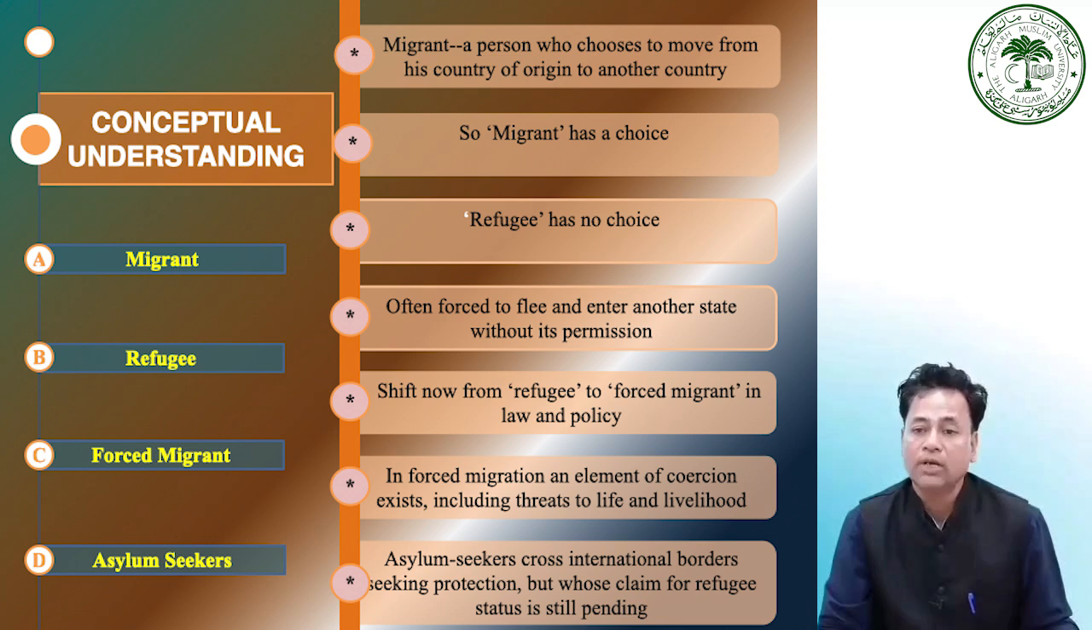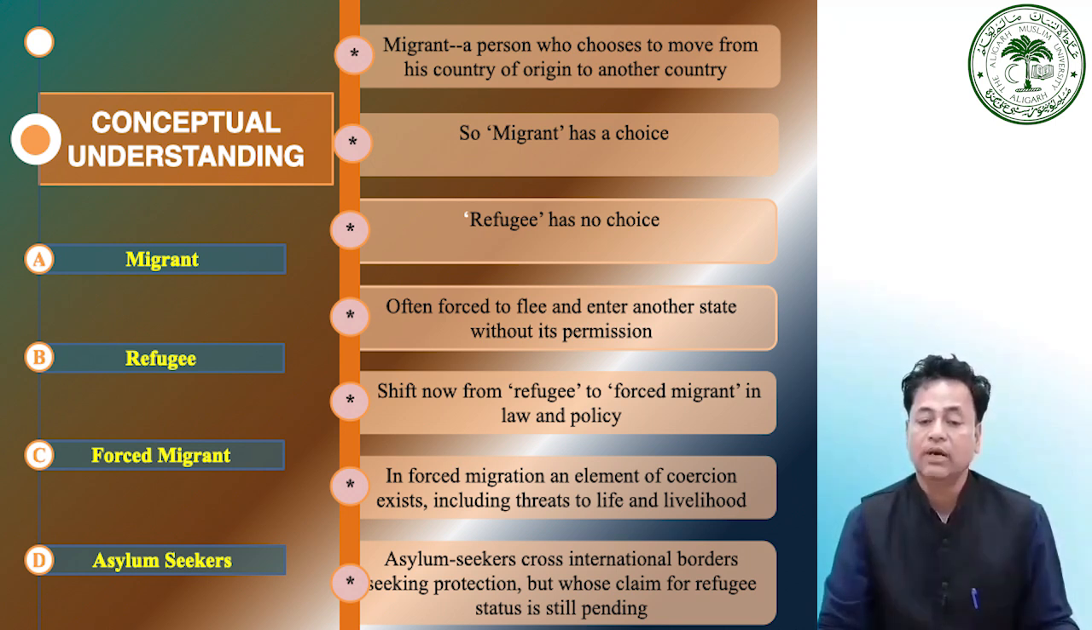Sometimes the reason may be man-made or sometimes it is natural. Man-made means genocide, ethnic cleansing, and natural means environmental reasons, maybe flood, maybe cyclone, so many other reasons that can be the cause of migration. Asylum seekers, on the other hand, are people who cross international borders seeking protection but whose claim for refugee status is still pending. So it's a different category of people, particularly those who are living in a foreign country and whose application is still pending. So they are called asylum seekers.